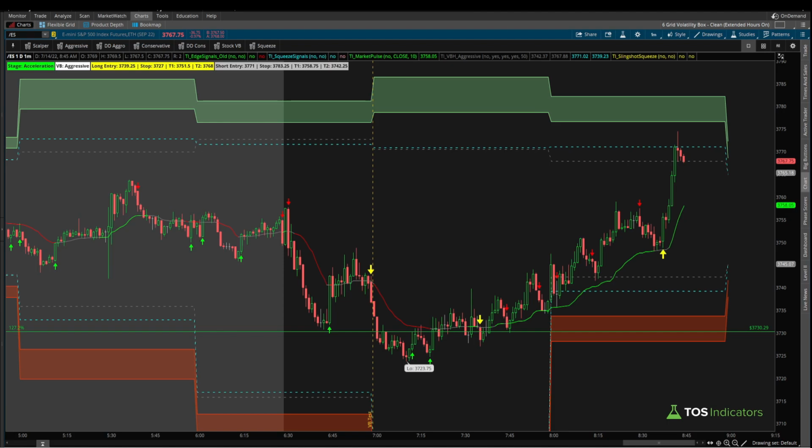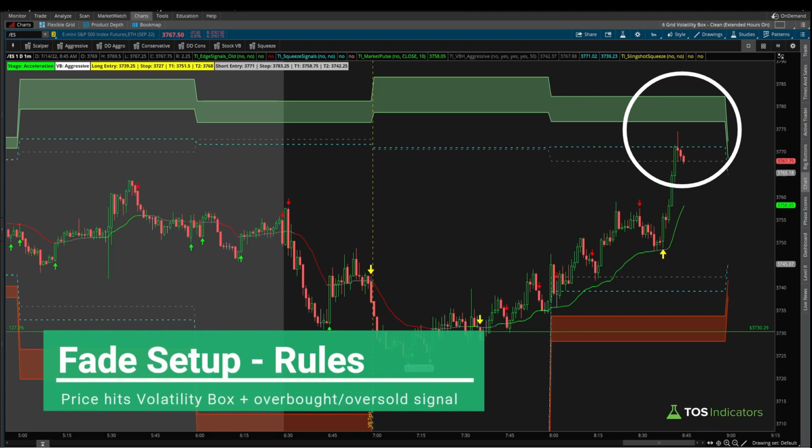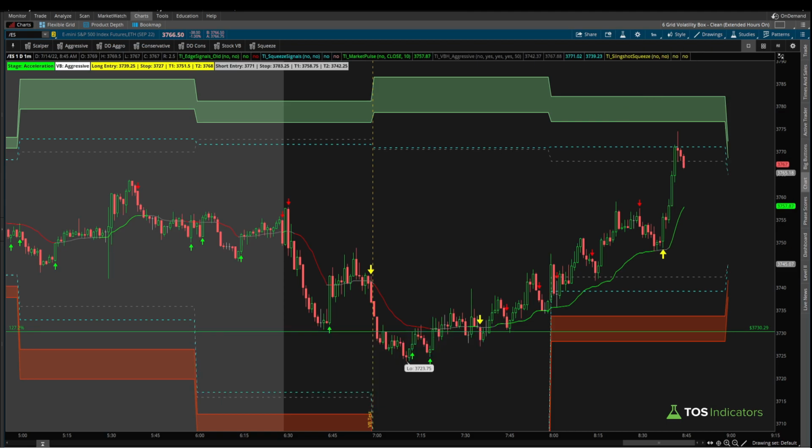Now I'll pause right here. If you haven't already seen the video that breaks down the fade setup, I'd recommend you watch that before continuing. The basic gist is, once price action hits the upper edge of our volatility box lines, we're now waiting for the edge signal confirmation. Now, let me hit pause here. You can go ahead and review that video, and I'll take you through where the edge signal actually prints in the S&P 500 futures here.